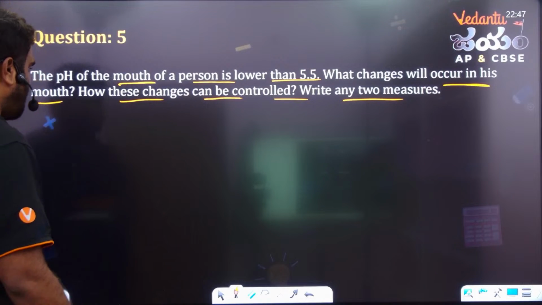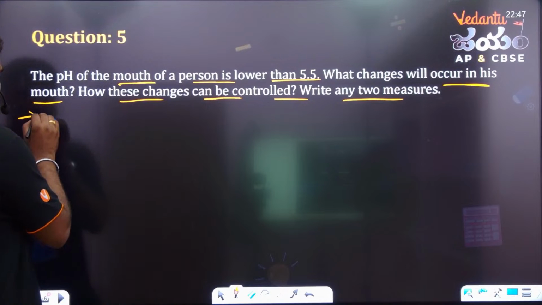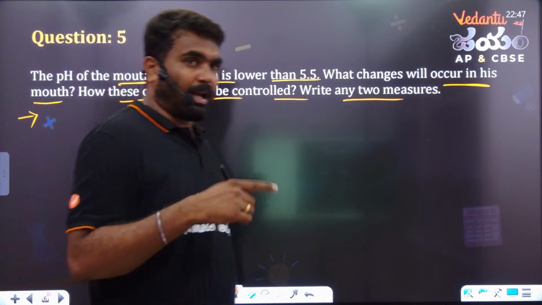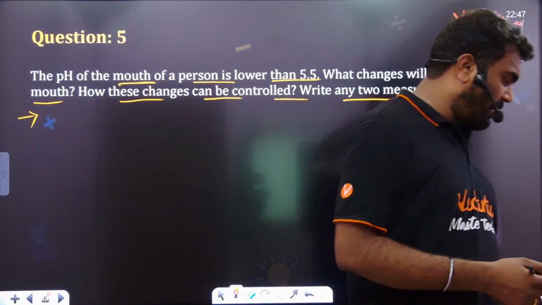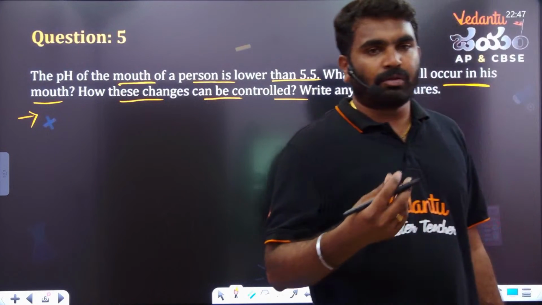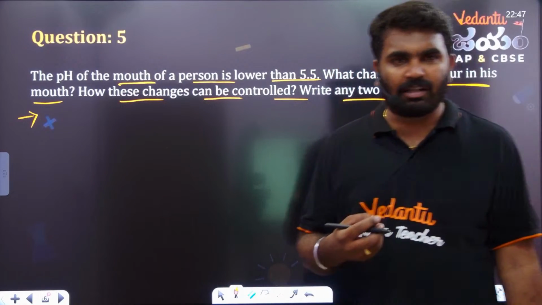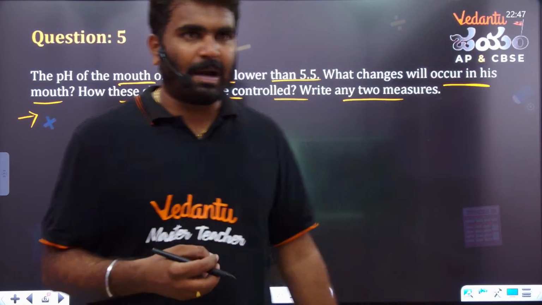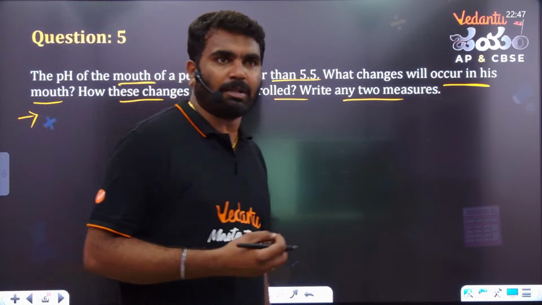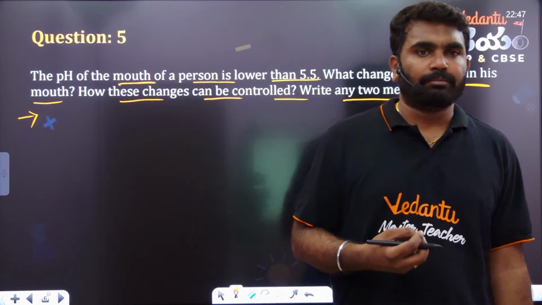Okay, let's see the answer. It will become acidic. This acid is produced by the action of bacteria on the teeth. Our teeth are made up of what, beta? Calcium phosphate. Calcium phosphate is the strongest material.